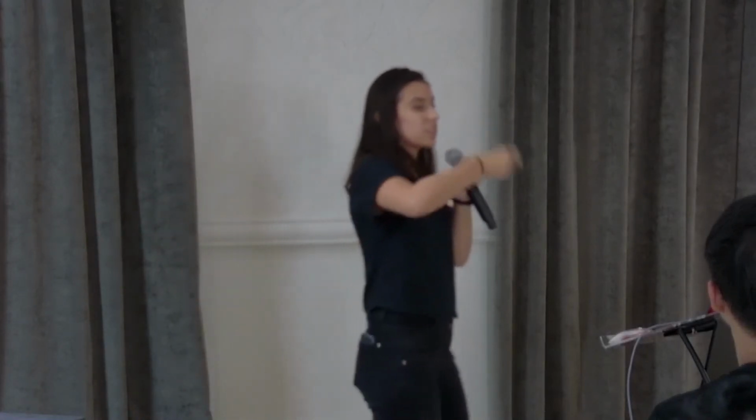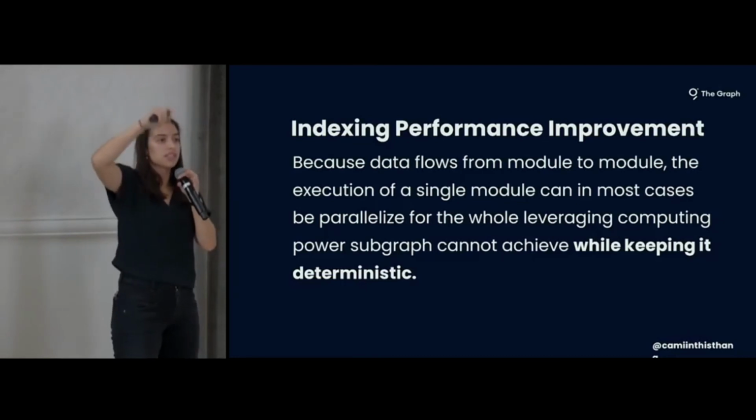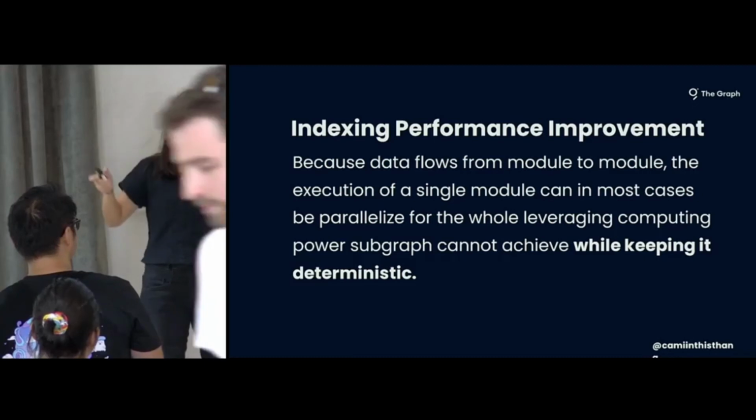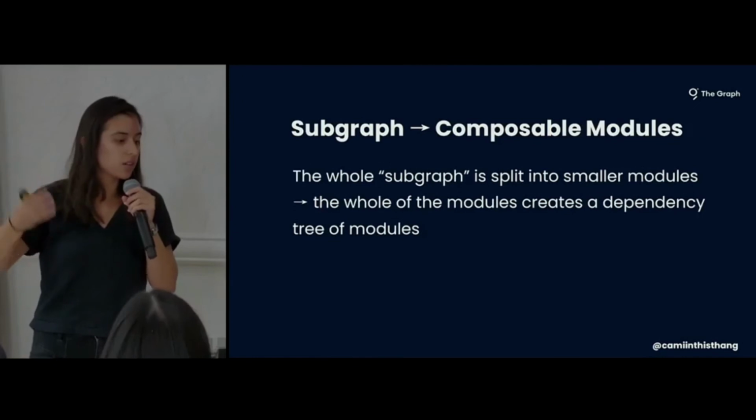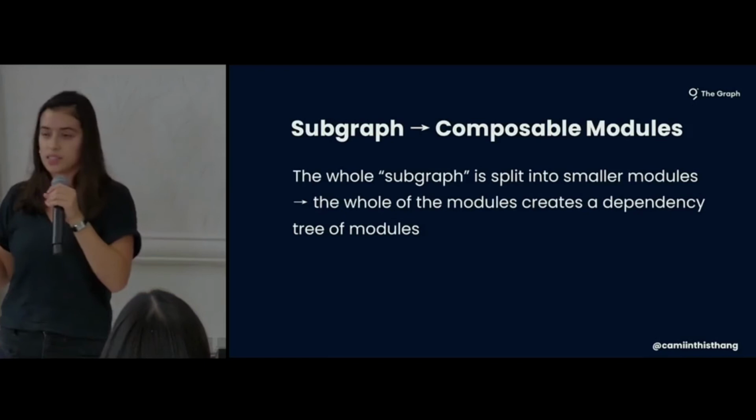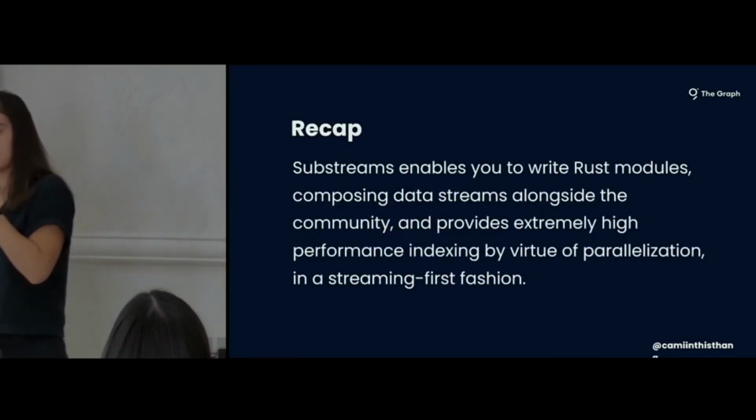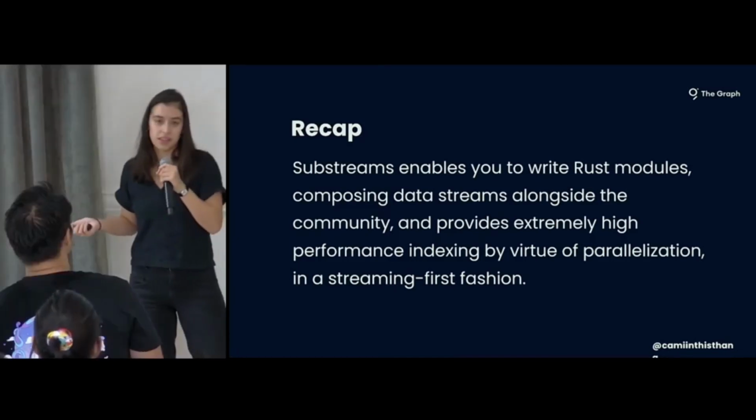Not linear, composable, you can put these together, and then these modules execute independent of each other. And then when the output, so, right, this creates a dependency tree. This creates a tree of modules. Obviously, some modules are waiting for the output of other modules, but generally, this is way more parallelized than what we had before. And then, like we said, the whole subgraph is split into these smaller modules, and the whole of these modules creates this dependency module tree. So to recap, you write these in Rust. They're brand new, just dropped like a month ago or something.